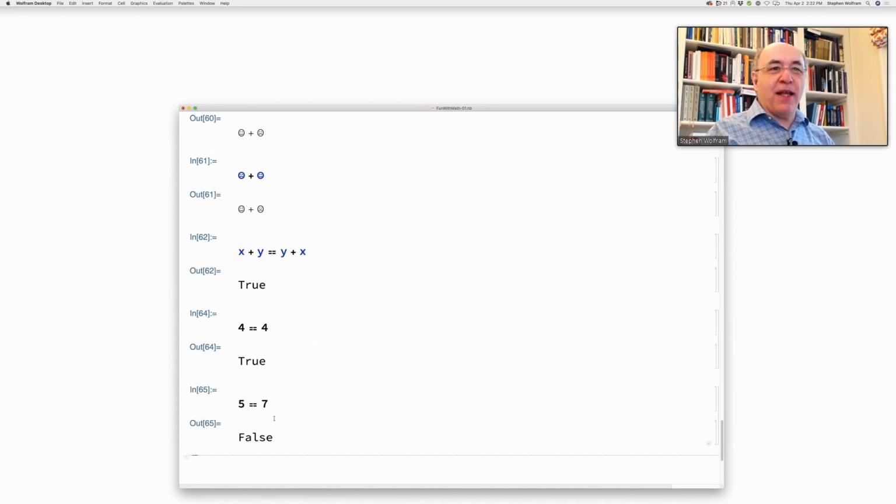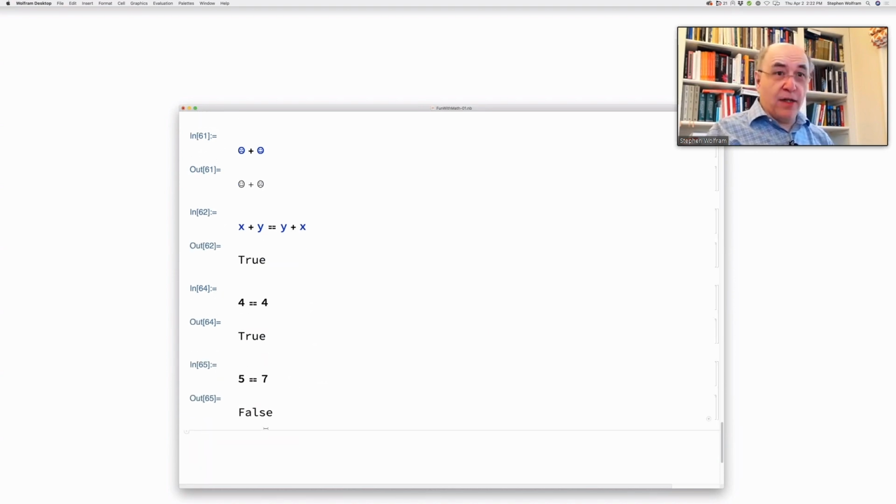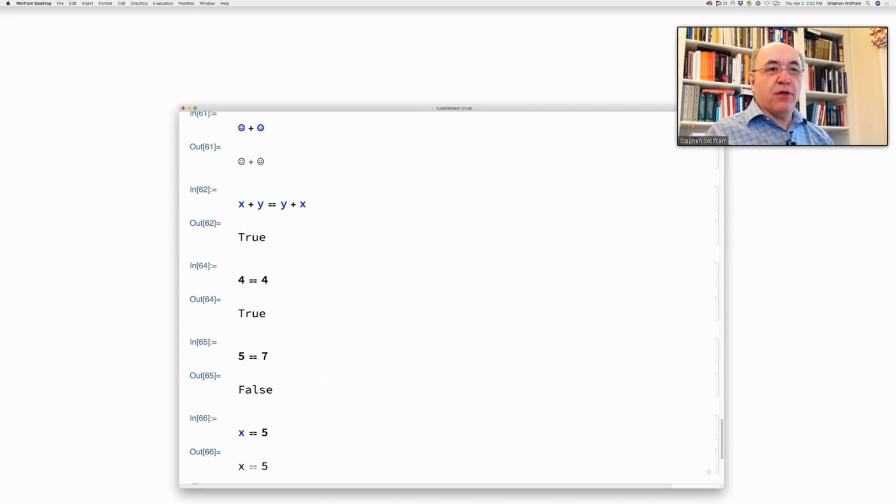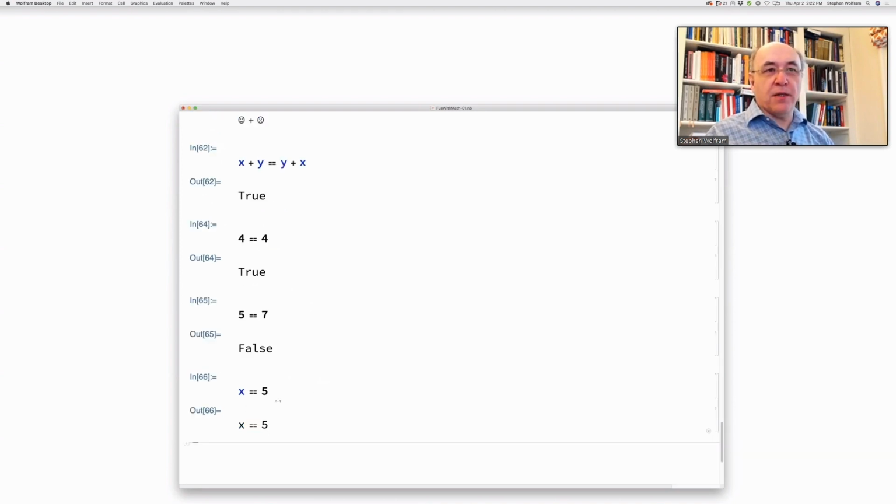The slightly trickier thing is when I say, is X the same as 5? It says, I don't know, because it depends what you mean by X. X could be 5, in which case this is true, or X might be 7, in which case this isn't true. Here's the thing we can go to next. It might be too advanced, but we'll see.